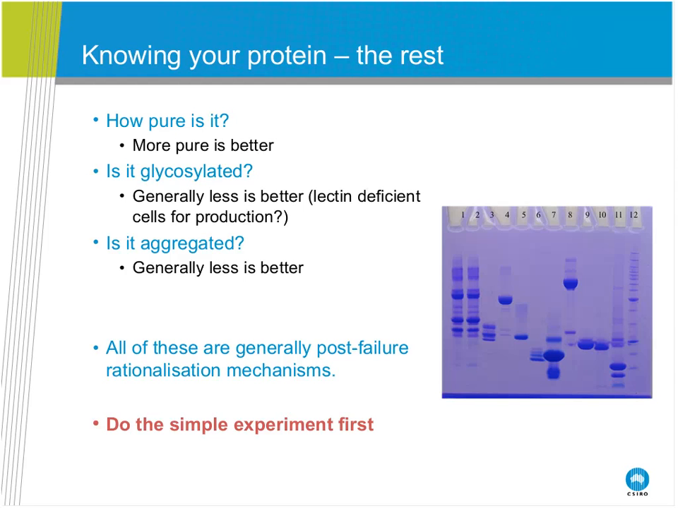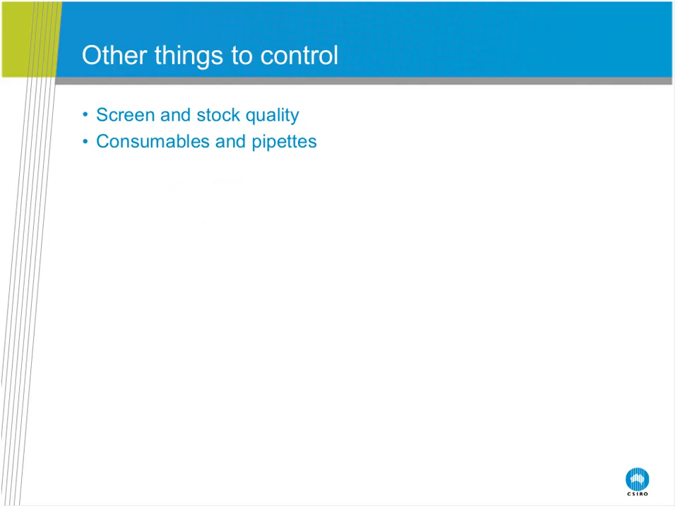Lanes 1 and 2 are probably very similar proteins. They're not very clean. Lane 4, however, that looks like a very appropriate sample for crystallization. Lane 6, somebody is living in La La Land. All right. But even so, don't get too concerned about purity in the first instance.